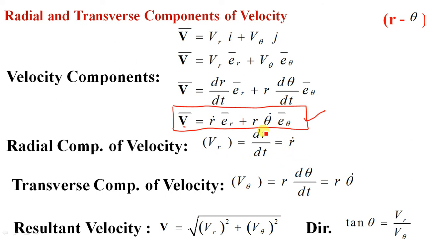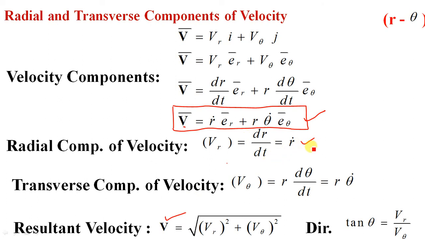So r dot is nothing but dr by dt, and theta dot is nothing but d theta upon dt. So this formula you have to remember. Now once Vr is known and V theta is known, to find the magnitude of total velocity, it should be under root of Vr square plus V theta square. That is, tan of theta is equal to Vr upon V theta. So from that you will get the value of velocity V. Got it?